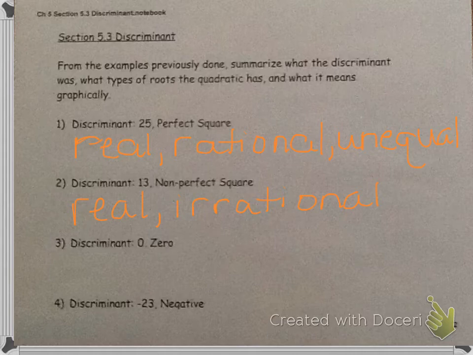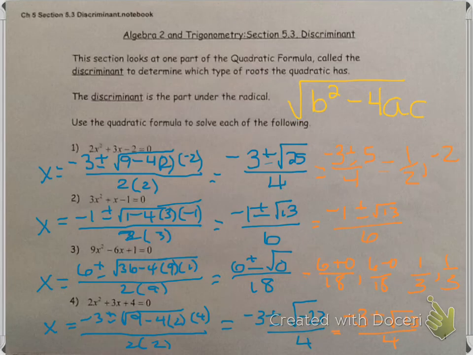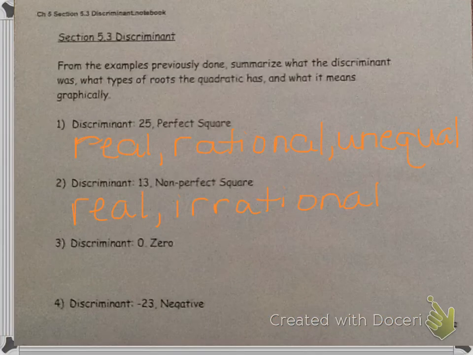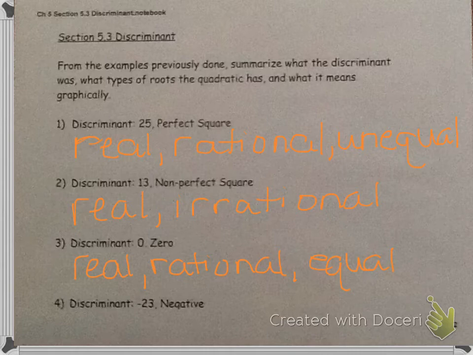The third one, we got 0. And what did we get for a solution? 1/3, 1/3. We got the same solution twice. So when the discriminant is 0, we get real, rational, and equal roots. And for the last one, we got -23 under the square root. -23 is not a real number. So we get a non-real answer, and we'll learn more about a negative number under a square root; we call these imaginary numbers.